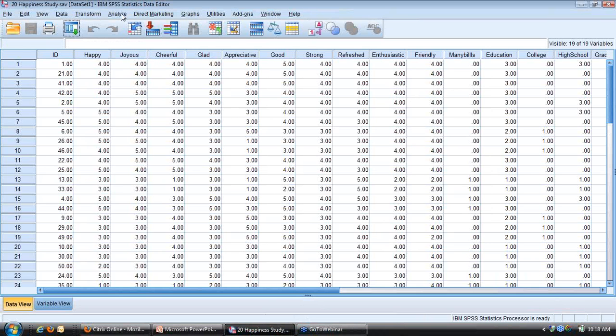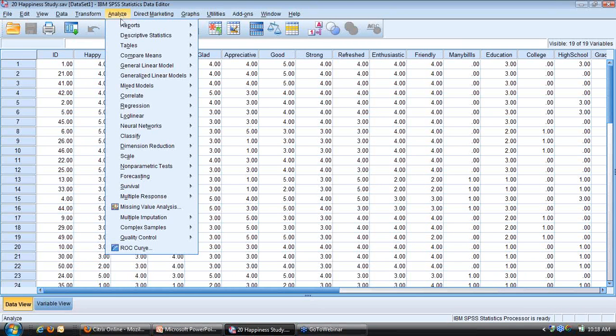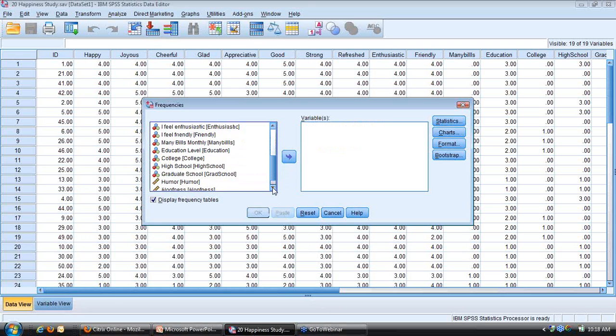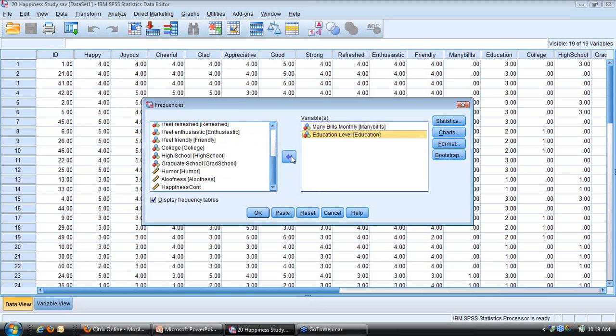So as I said, here's our happiness database. So we click Analyze, Descriptive Statistics, then Frequencies, and they're all in here already. Let me put them back over there. Then we scroll down to see our variables, and then we see them right here. Many bills monthly, that goes to the right. Education level, humor, aloofness, and then happiness.